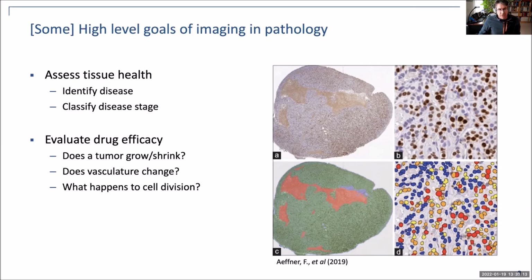Does it make a tumor shrink? Does it make it grow? Does vascular change over time? What happens to cell division, and so on? You see here on the left-hand side, a typical whole slide image showing a section of tissue, and then zoomed in, you see some more nuclear detail. Below that is a segmentation of those tissues and cell parts into their different constituents.